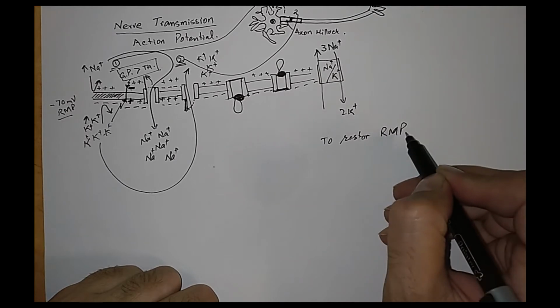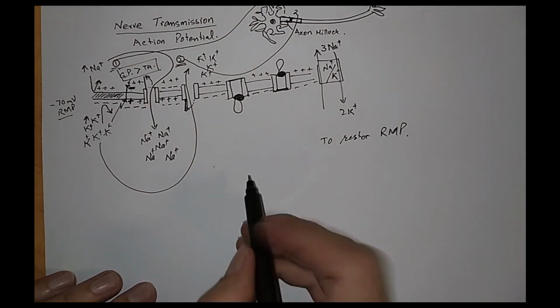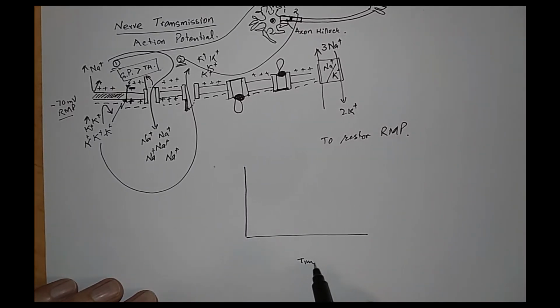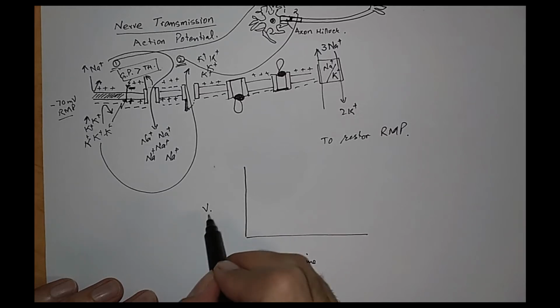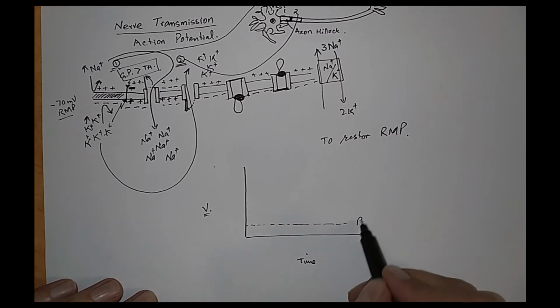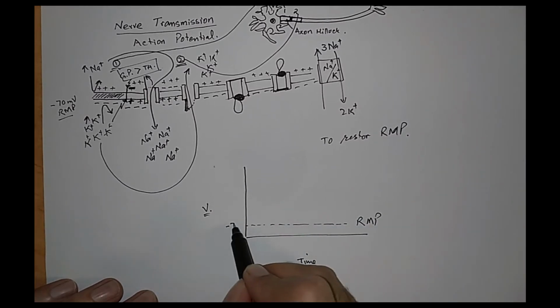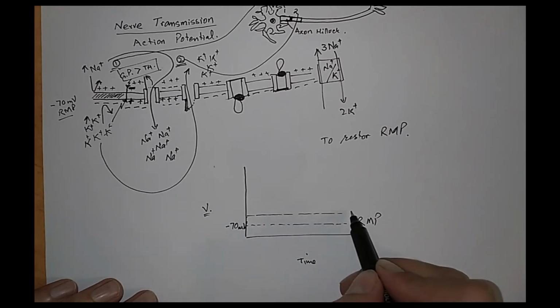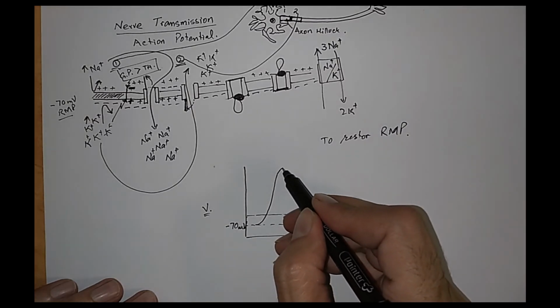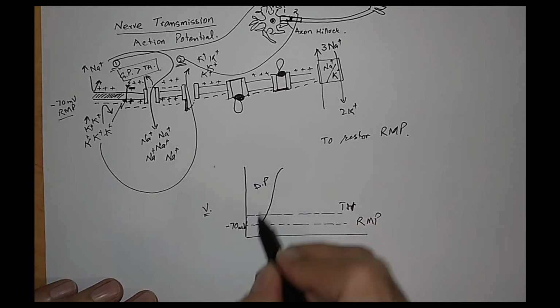Now if we see all of this in a diagram, in a graph where we plot time on the x-axis and voltage on the y-axis, we see that initially the cell membrane was at resting membrane potential, and that was minus 70 millivolts. Then a graded potential reached the threshold potential, and then the action potential started, and the membrane was depolarized, right?